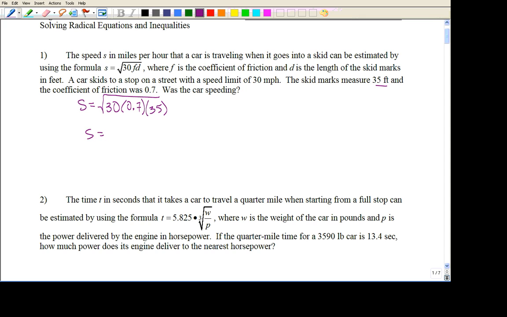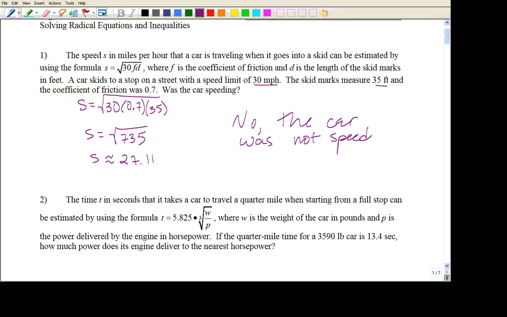So that equals the square root of 735. So that's about equal to 27.11. So if that's the speed, which is what s stands for, and the speed limit was 30, then no, the car was not speeding. In fact, it was going about 3 miles per hour less than the speed limit. Okay, let's go on to the next one.